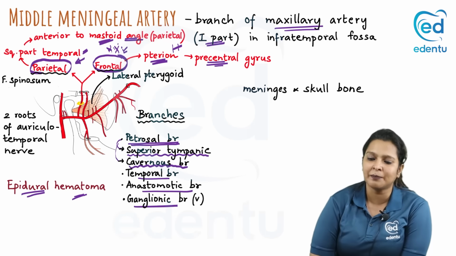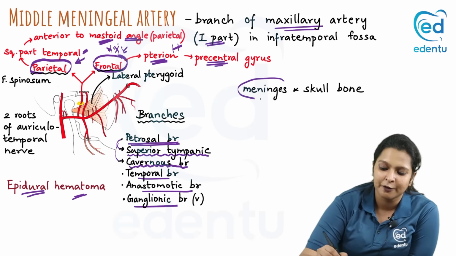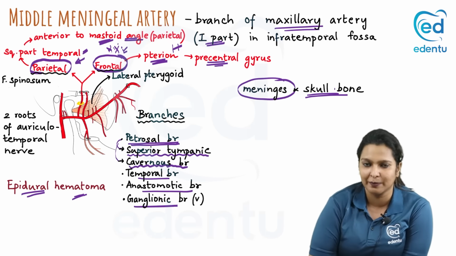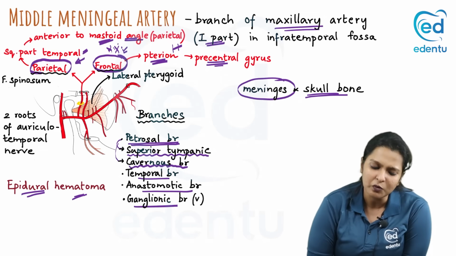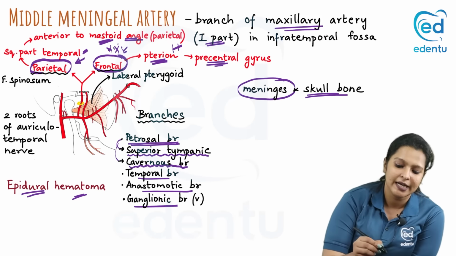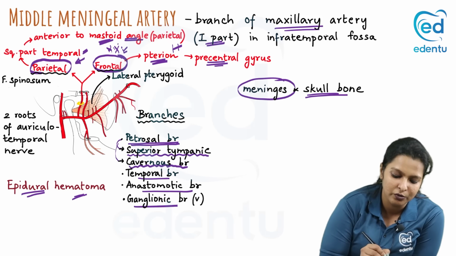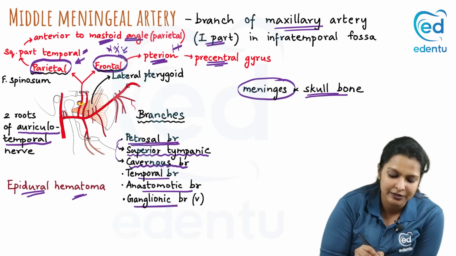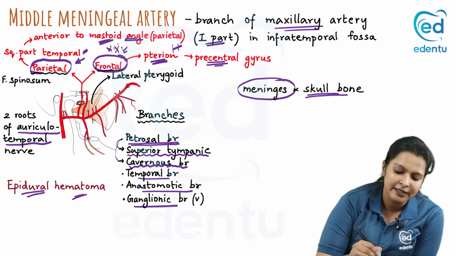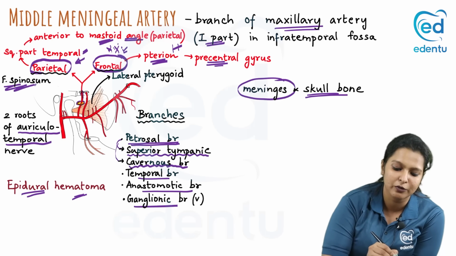What are the areas supplied by the middle meningeal artery? From the name itself, the meninges as well as the skull bone are supplied by this artery. One important thing about the middle meningeal artery is that it is surrounded by the two roots of the auriculotemporal nerve. Here at this junction you can see it is surrounded by the two roots of the auriculotemporal nerve, and then it enters the cranium through a foramen called the foramen spinosum.